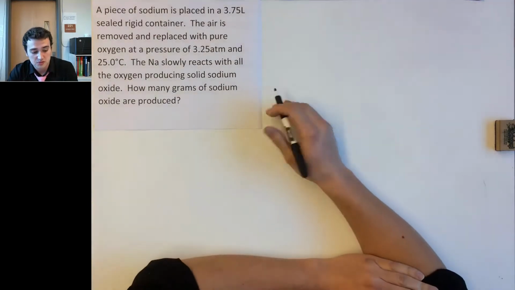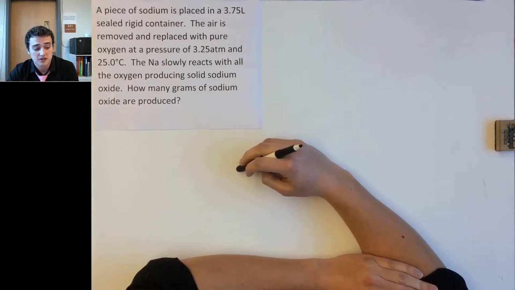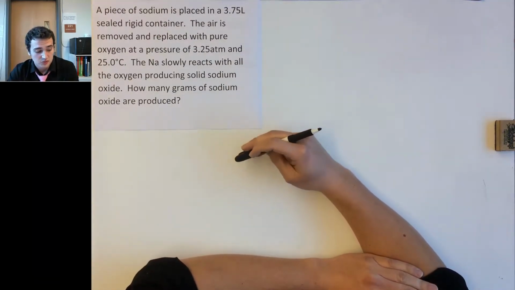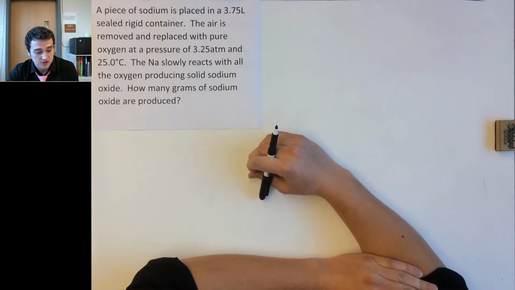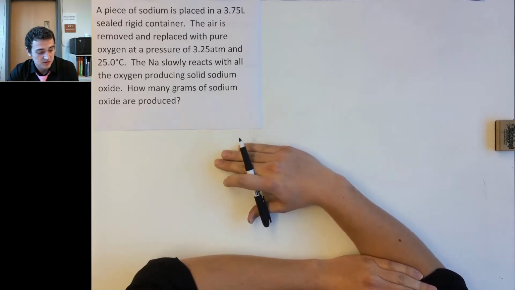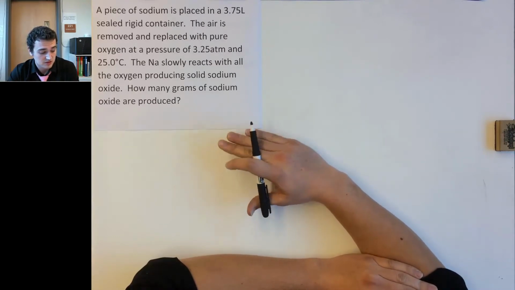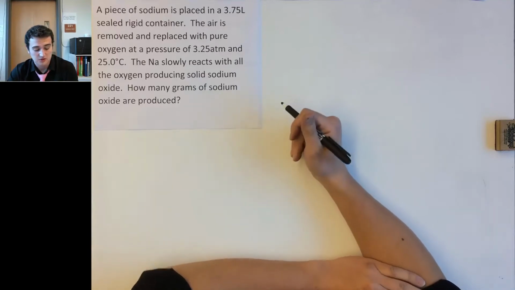A piece of sodium is placed in a 3.75 liter sealed rigid container. The air is removed and replaced with pure oxygen at a pressure of 3.25 atm and 25 degrees Celsius. The sodium slowly reacts with all the oxygen, producing solid sodium oxide. How many grams of sodium oxide are produced?